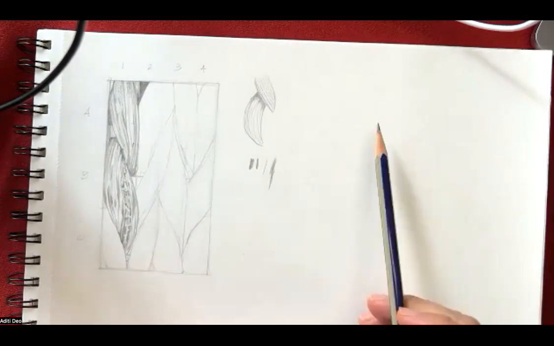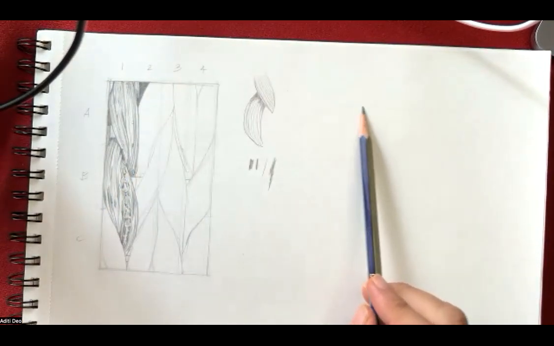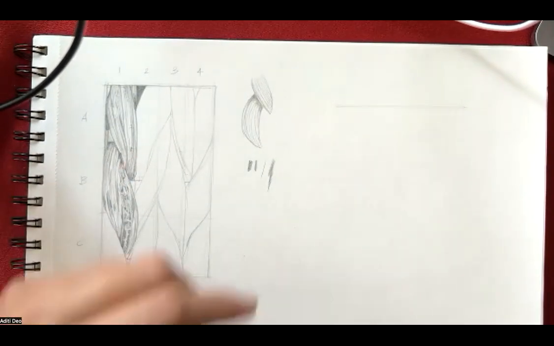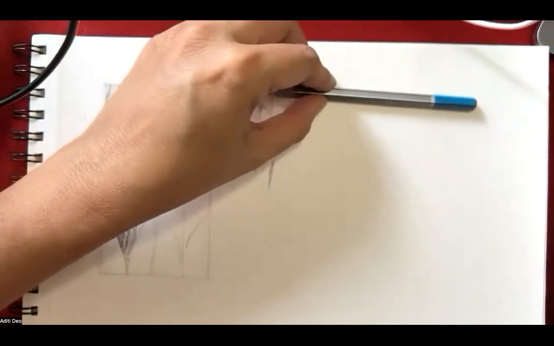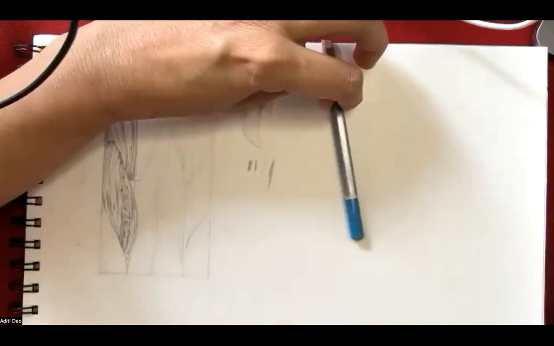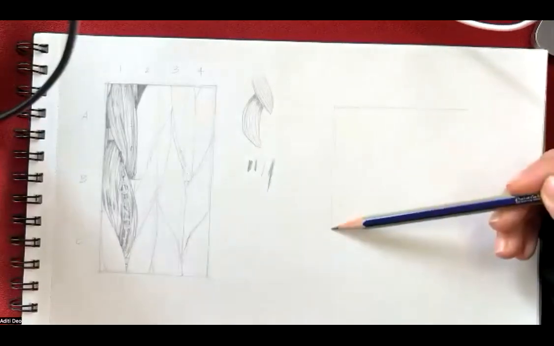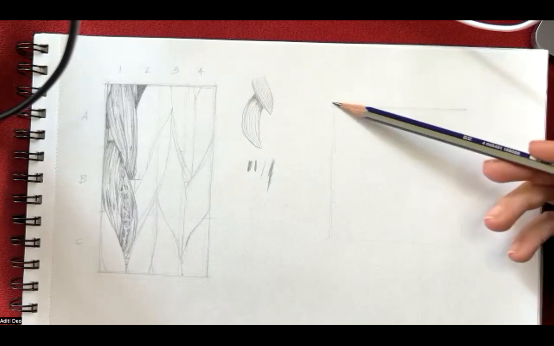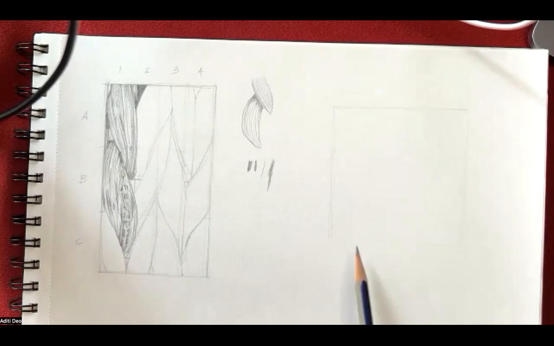Okay, so let's start with making that square. Let's make the square about this size. Use some reference to make your square equal. And just make perfunctory lines because we have to erase these. Divide it in half.